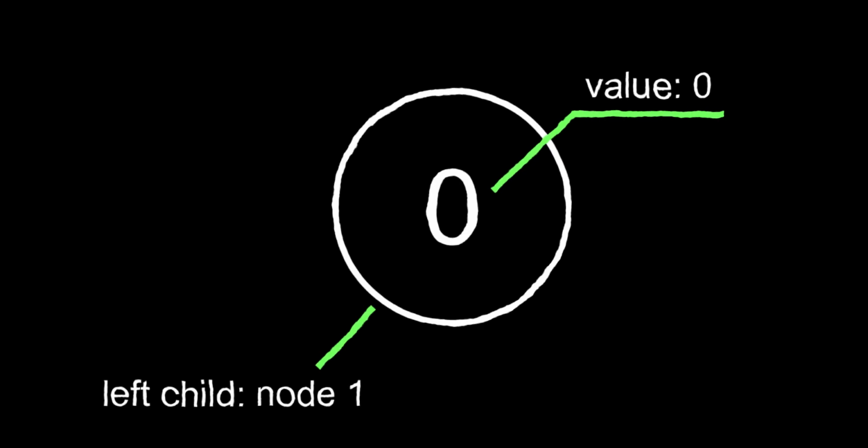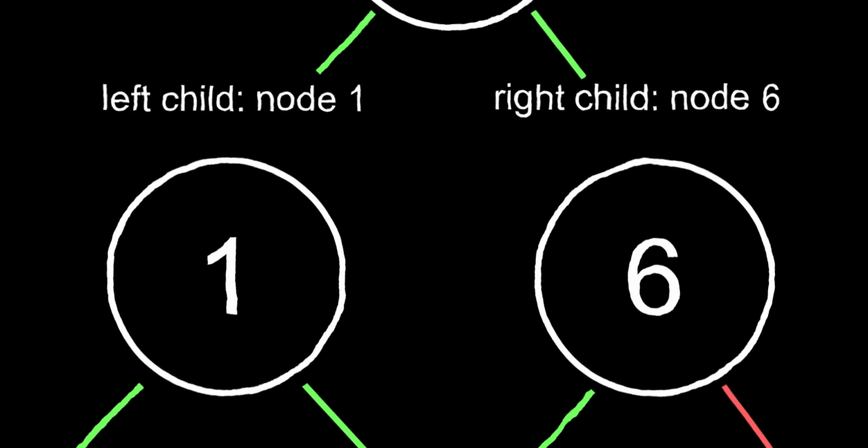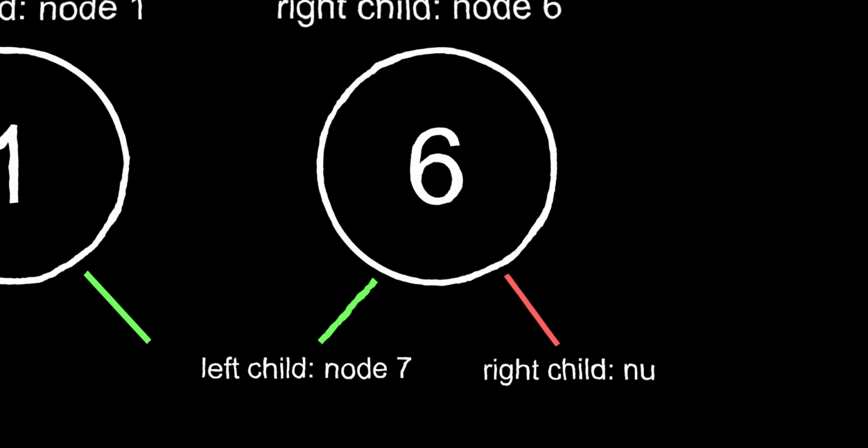Let's start by defining a binary tree. A binary tree is just a graph of nodes. A node contains a value, a left child, and a right child. Those children are just other nodes. If a child doesn't exist, then that child will be set to null.